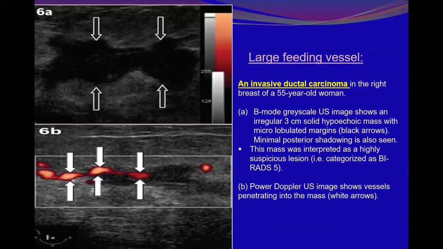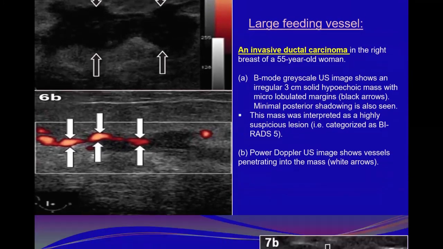If we look at this irregular mass, we can see it in an inflammatory process like granulomatous mastitis, or in a neoplastic process. But after Doppler, in the pattern of vascularity here I have seen large penetrating vessels. Definitely I will upgrade it to BI-RADS 5. This is not the pattern of an inflammatory process. This is a pattern of a neoplastic process, and it was proven to be invasive ductal carcinoma.